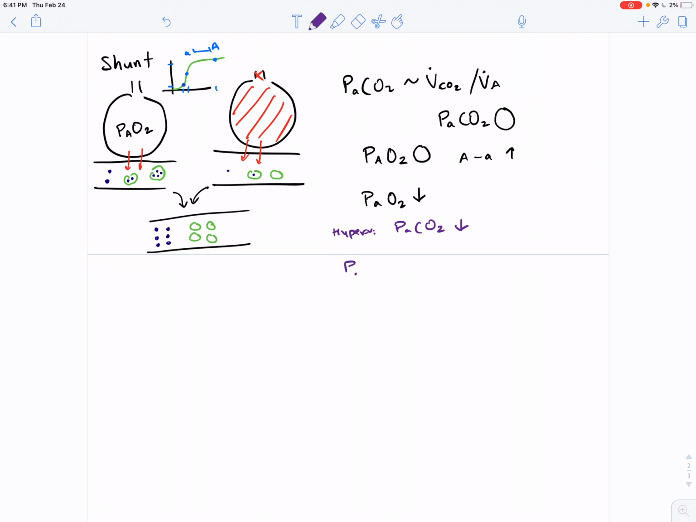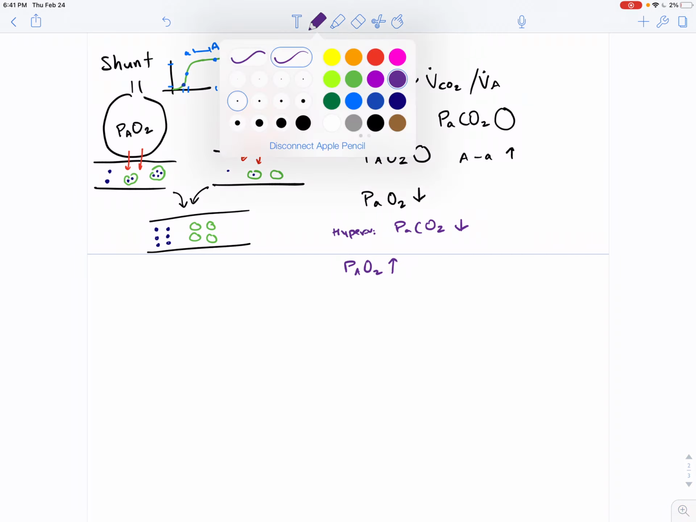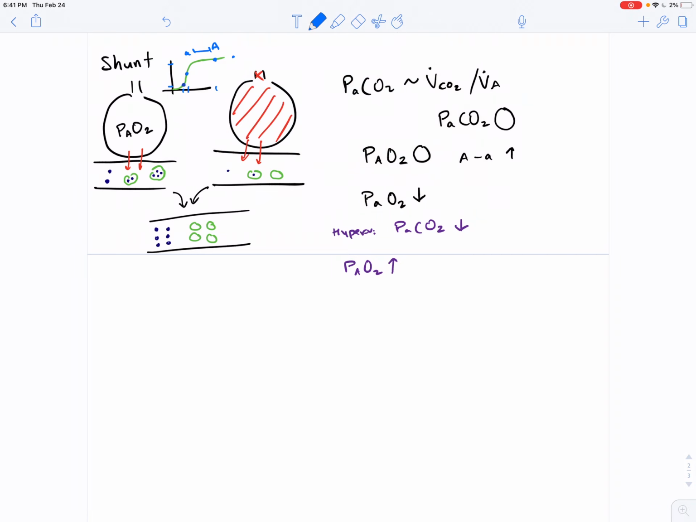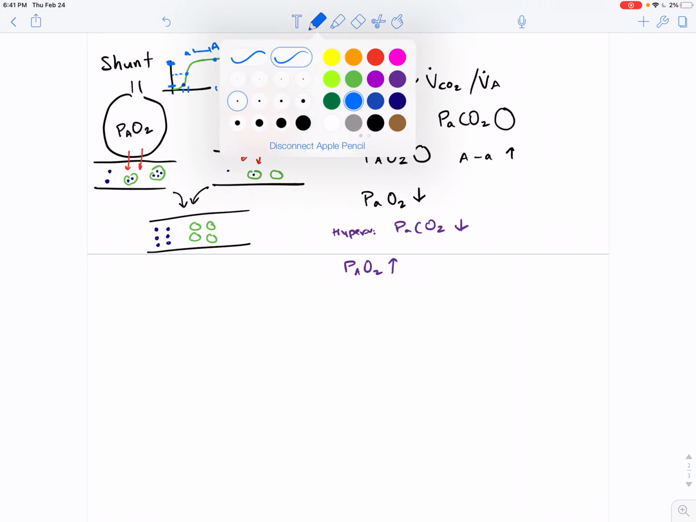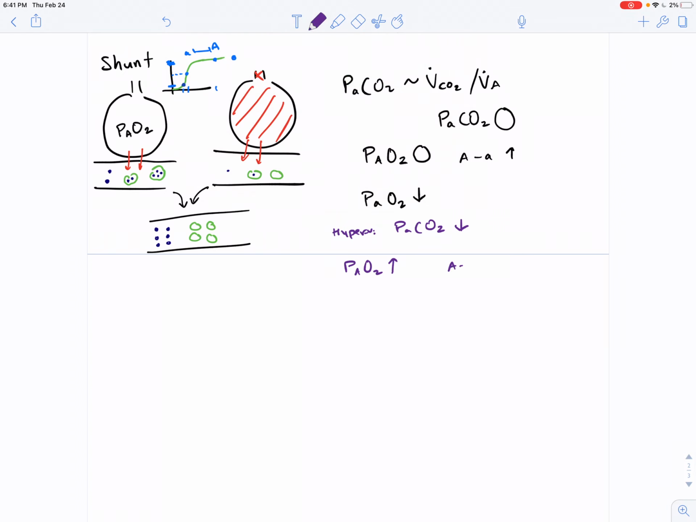Our big PAO2 is going to be increased. But what's that going to do? That's going to push us farther along on our hemoglobin saturation curve. But when we combine, we're still only combining at the average of these two values, which is going to be at the same spot that we were before. So our PAO2 goes up, and the extent of our AA gradient also goes up. And so basically the overall effect is that our PaO2 remains low.